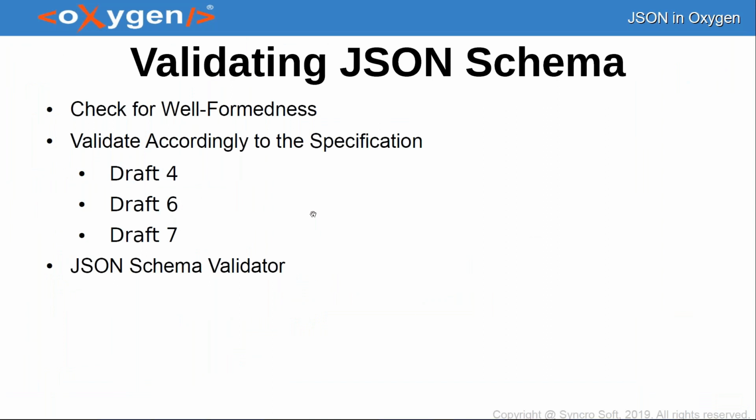We have support also to validate JSON schema files. We have a JSON schema error scanner, and this is validated according to the JSON schema specification. As I told you, we support draft 4, draft 6, and draft 7, which is the latest specification. We have also a well-formedness checker for the JSON schema.